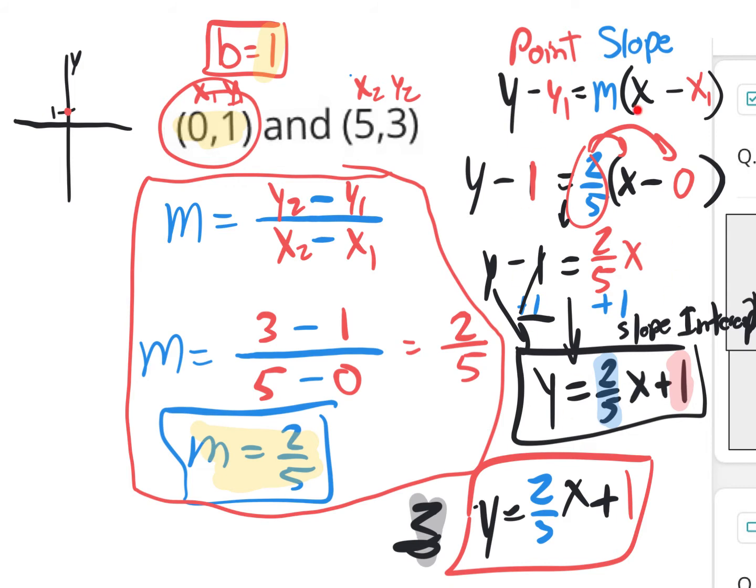It's good practice because other questions we will have to do this. But on this particular problem, this coordinate itself with the 0 on the x and the 1 on the y is the actual y-intercept, the actual b value. And it's really easy to write your equation in slope-intercept form if you know your slope and your b value, your y-intercept. In this case, the slope is 2/5 and the y-intercept is 1, so y equals 2/5 x plus 1. We got that the long way or the quick way. Either way, we're good to go.